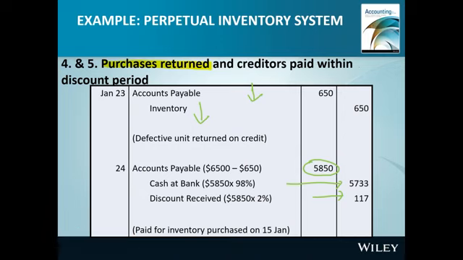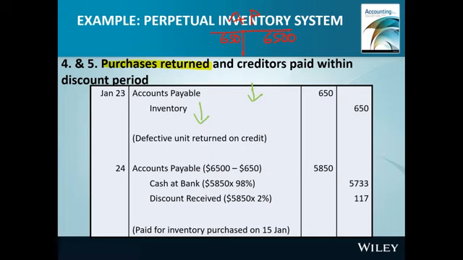Let me change the color of my pen. I'll put it here on the top. This is account payable, 6,500. I return 650. So my balance is only 5,850. But I made an early payment, so that's why I get a discount of 117. I only pay 5733. I pay less there because I make an early payment.